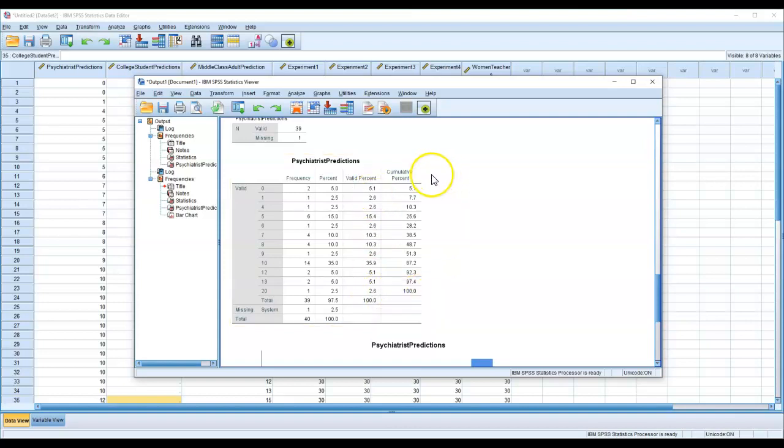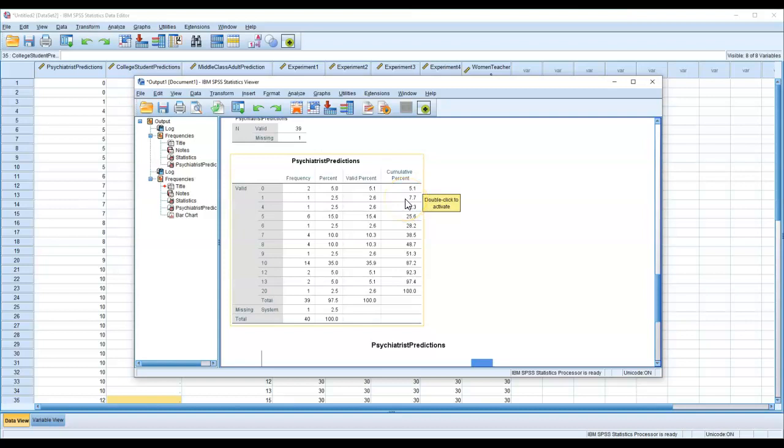Now we also have a cumulative percent column. Now what this cumulative percent column is doing is looking at the percent in that particular row. So 2 people gave a response of 0, the valid percent for that row is 5.1, and the cumulative percent is 5.1. Now if we go down to the next row, the cumulative percent is 7.7. And that is the total of the percentage in the row for 1 and the row for 0. So it's summing up the 2.7 and 5.1 to give us 7.7.